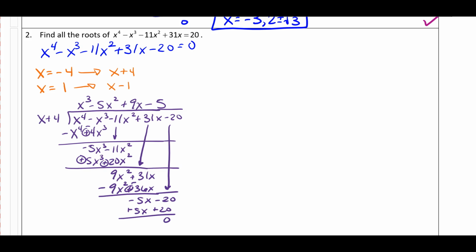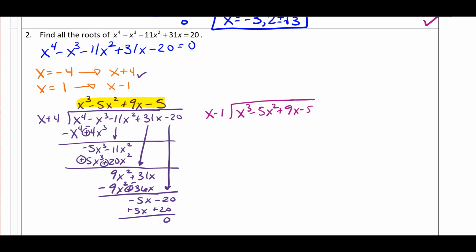Again, we cannot factor this cubic that's left. So that means we have finished with this first factor, x plus 4. Now we have to factor our new expression with x minus 1. So we are going to take x minus 1 and factor x cubed minus 5x squared plus 9x minus 5. I don't want to go back to the original. I want to go from the new polynomial because I'm trying to get smaller factors, down to at least a quadratic.